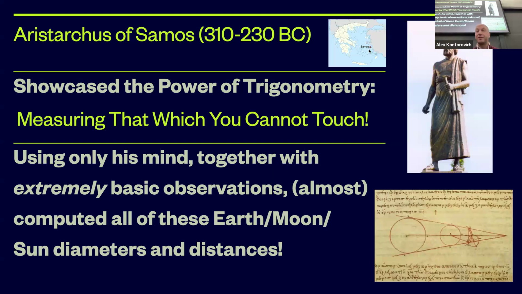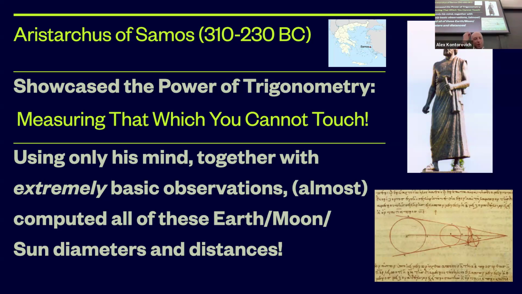So he's on this island of Samos. I don't know how well you can see that. Some Greek island. And he showcases the power of trigonometry. Trigonometry literally means trigon, triangle, metry, measuring things with triangles. But it has a much deeper meaning to me, which is measuring things you can't touch. No one has run a ruler to the moon. We're not going to put a ruler around the sun and measure its circumference or diameter. And yet we know these things. How is that possible?